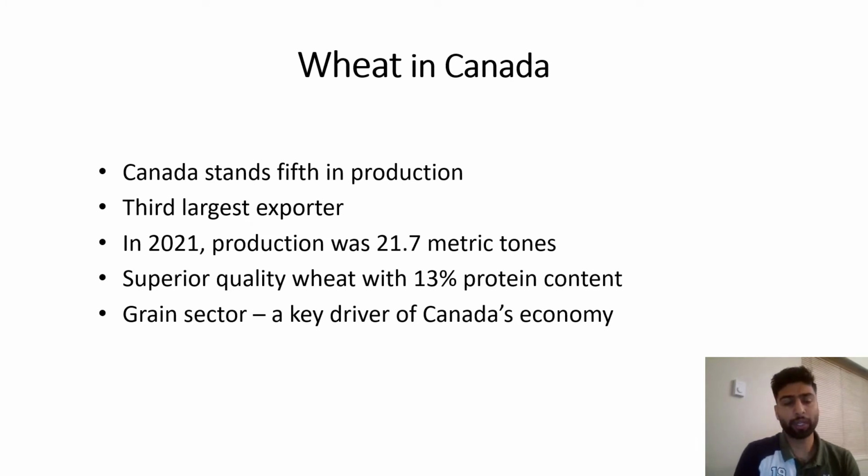In the very first slide, I would like to emphasize the importance of wheat crop in Canada and where Canada stands in the international market in wheat industry. Canada stands fifth in terms of production, which is like it produced in 2021 21.7 metric tons of wheat, and is third largest exporter of wheat. In the international market, the Canadian wheat is considered to be the superior quality with 13% protein content, when you compare it with the average of being 11 to 12%.